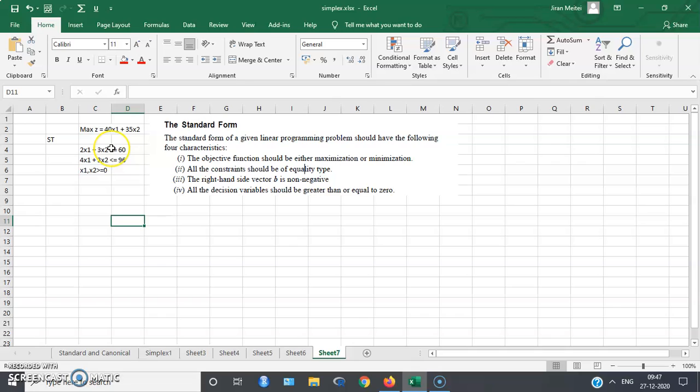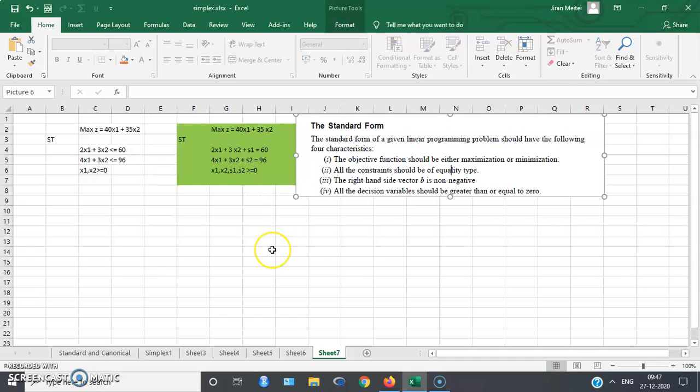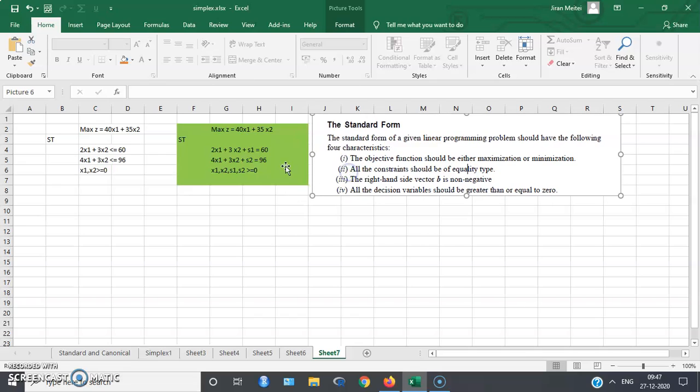To convert the inequality of less than or equal to type into equality, we need to add a slack variable on the left hand side of the constraint so that this inequality becomes equality. So let's do that. This is the one that I have. In this, what we have done is we have added S1 to the first constraint, S2 to the second constraint. These S1 and S2 represent slack variables, which convert the less than or equal to into equality, and both S1 and S2 are also greater than or equal to 0.